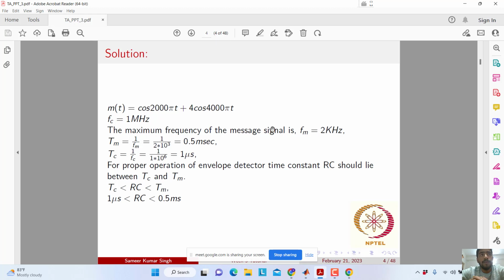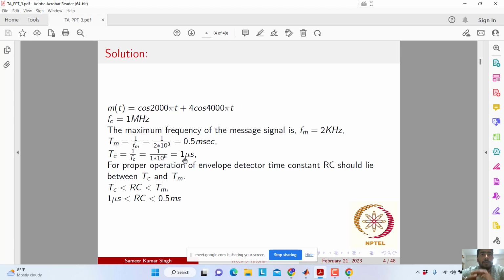Now we have a carrier frequency of 1 megahertz and the message signal frequency is 2 kilohertz. From there we can calculate the time period of the message signal and the time period of the carrier signal. Tm is equal to 1 by fm, which comes to 0.5 milliseconds. Similarly, we can calculate the time period for the carrier signal. Tc is equal to 1 upon fc, and it will become 1 microsecond.